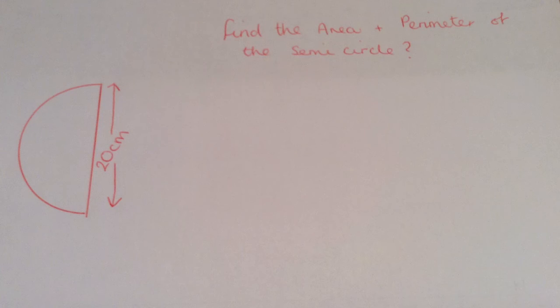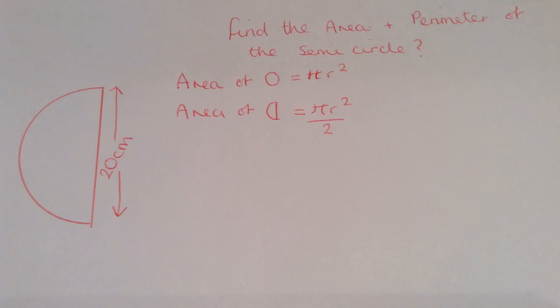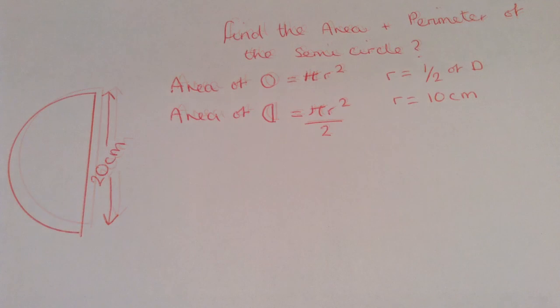In the last example, we have a semicircle with a diameter of 20 centimetres, and we are looking to find the area and perimeter of the semicircle. It's no longer a circumference because it's not a full circle. So to find the area of the circle, we would use pi r squared, but in this instance we're only looking for the area of the semicircle. So that's going to be pi r squared, and then divide that by 2 to find half of the circle.